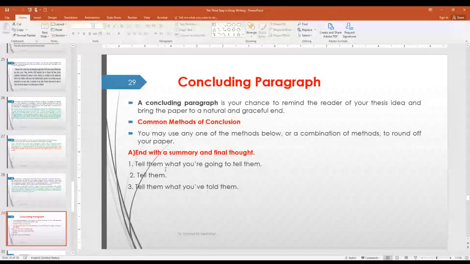First of all, you should end with a summary and final thought. Summary and final thought. Tell your readers what you are going to tell them. Tell them what you have told them. So the summary means that you should summarize the main idea of your essay, what you are going to tell me as a reader. What is the essence? What is, in American English, the beef?